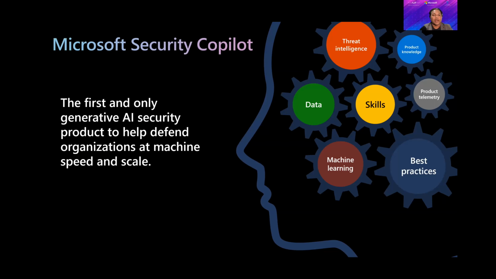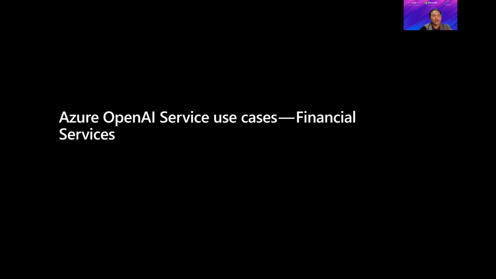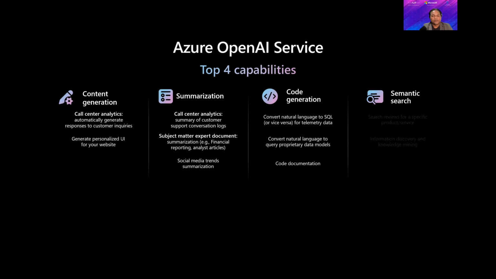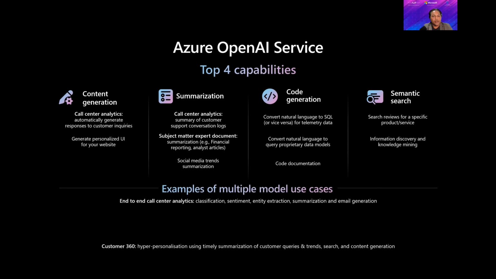Now, coming to financial services, within financial services we have three major verticals. There is banking, insurance, and capital markets. So we'll see how Azure OpenAI is being used in financial services. And the top 4 use cases are around content generation, summarization, code generation, and semantic search. Right? I will skip through this.